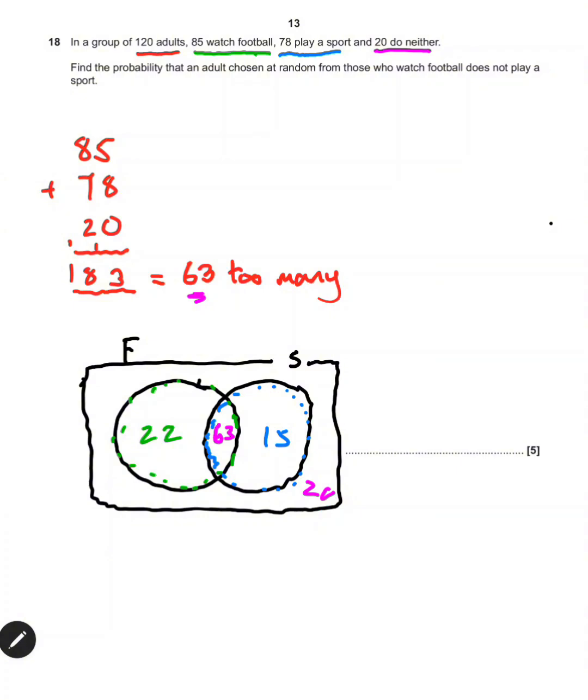We've now got a diagram that can help us answer the question, which is an adult chosen at random from those who watch football does not play a sport. Well, all of these watch football, so it's going to be out of 85. I'm choosing from those who watch football, and I want the people that don't play a sport. That's these 22 people here. It doesn't say simplify my answer, so I'm not going to bother.